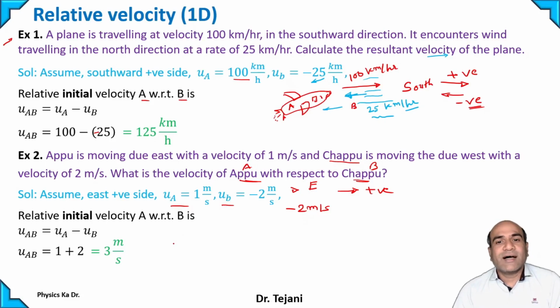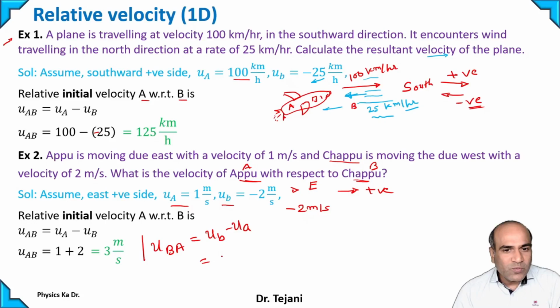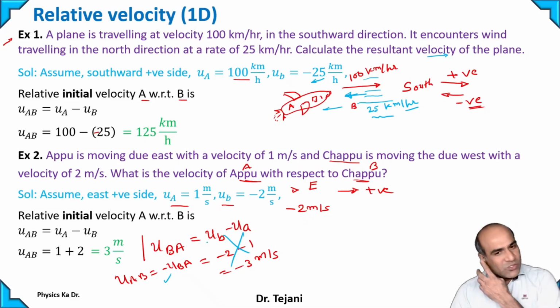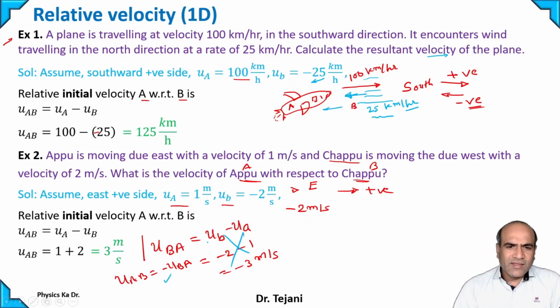Suppose velocity was asked with respect to Chappu to Appu, so what equation? Equation becomes UBA is equal to UB minus UA. So UB is equal to minus 2, UA is equal to 1, that is always minus 3 meter per second, right? We know that UAB is always equal to minus UBA, right? If you do not go for this calculation, you may directly write this also. That is also the correct one. So I think yeah, it's very good going.